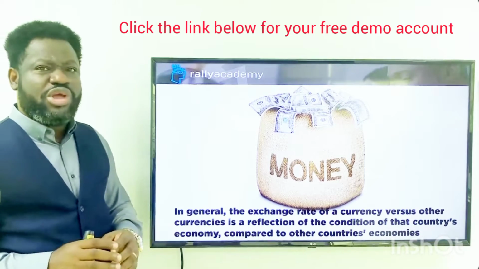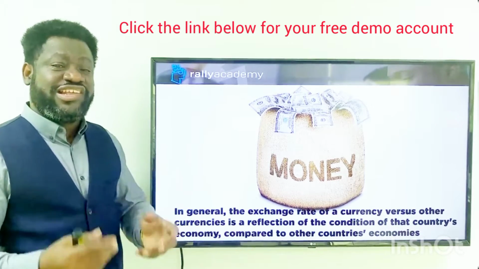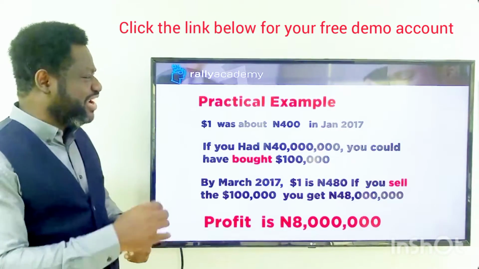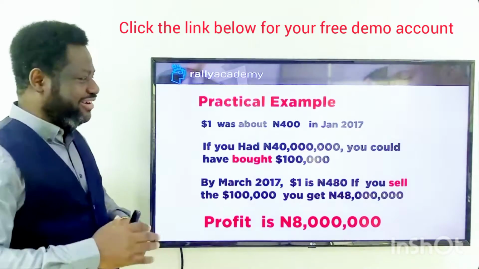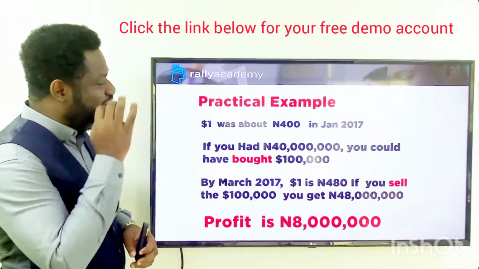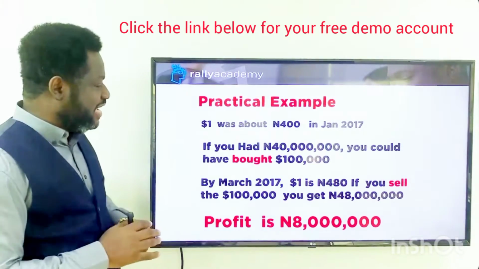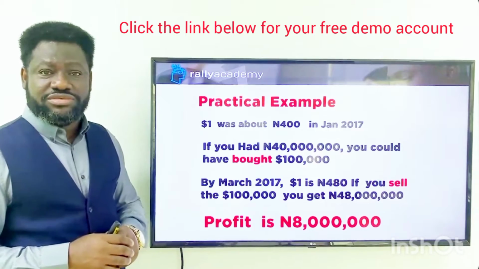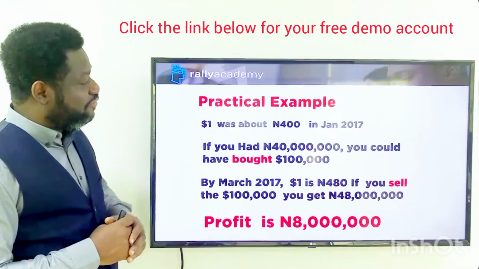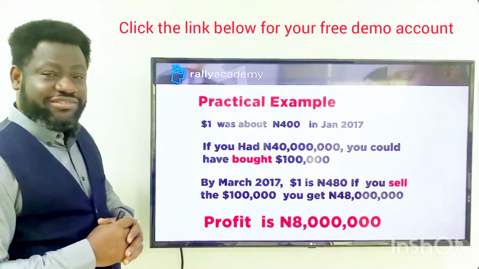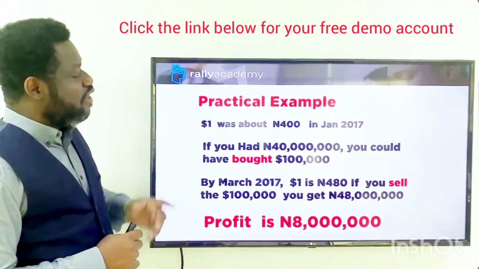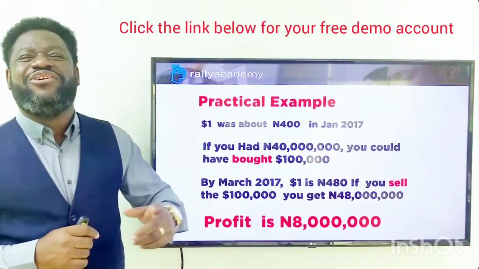Let's do a typical example using Nigerian naira to actually understand how this trading works. Remember, January 2017, the dollar to naira was 400. Now let's assume you had 40 million naira. You could have easily gone ahead to buy $100,000. That was in January. Three months later, the dollar rose from 400 to 480. Now, if you decide to sell your dollar at the price of 480, your 40 million becomes 48 million.